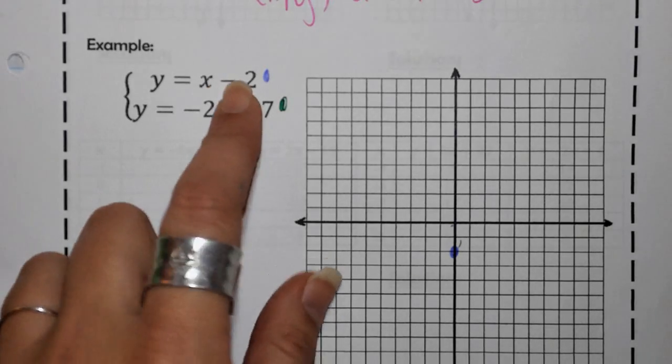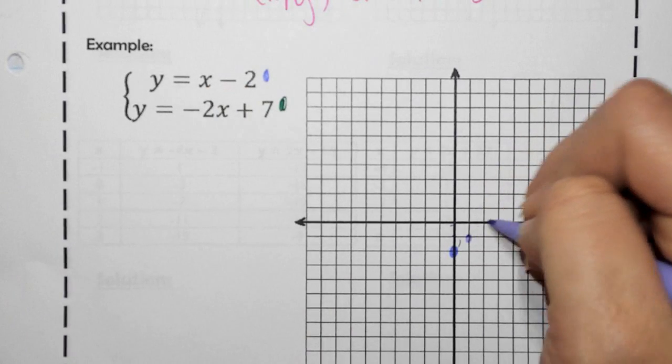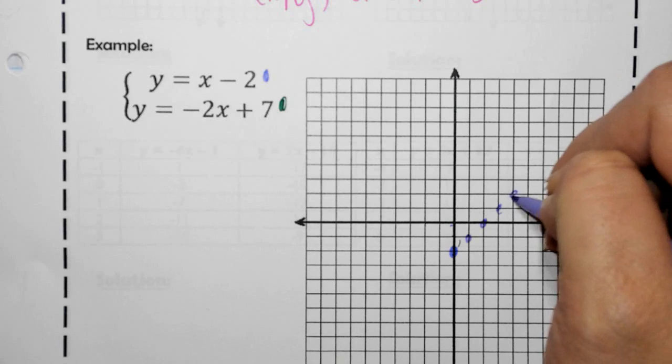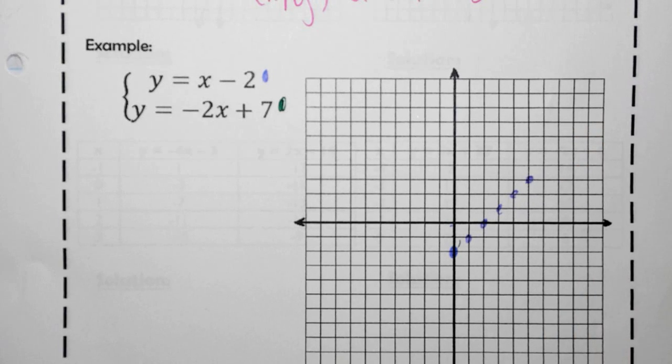Alright, so we went down 2. Now we're going to go up 1, right 1. Up 1, right 1, up 1, right 1, up 1, right 1, up 1, right 1. And then connect.